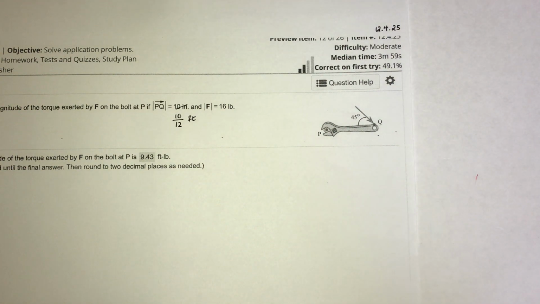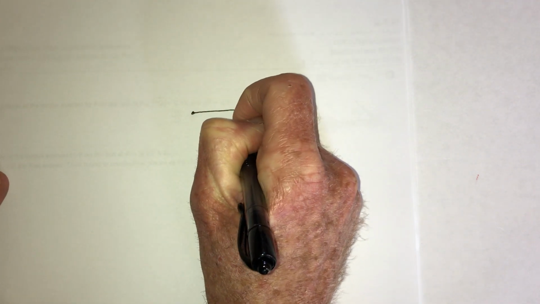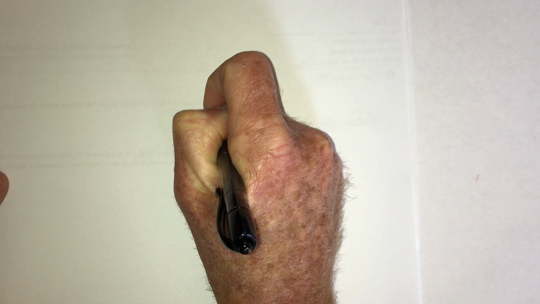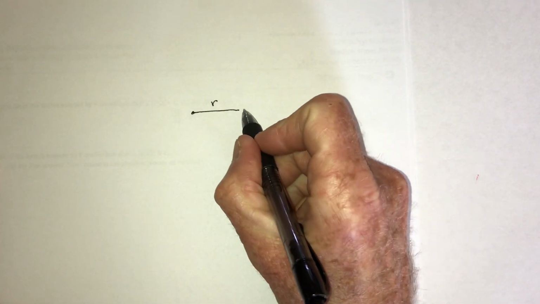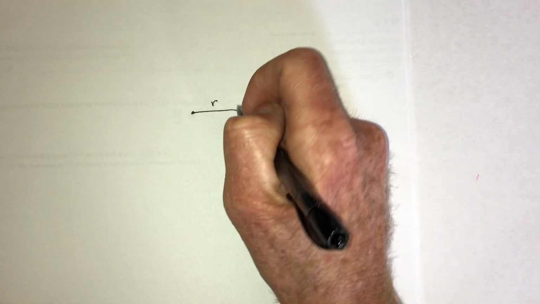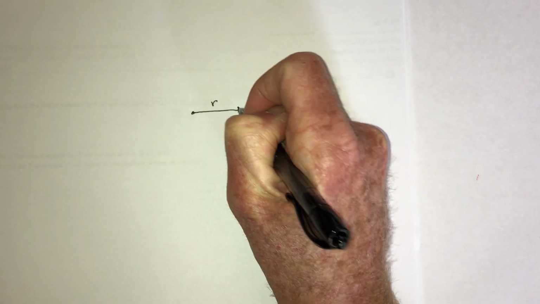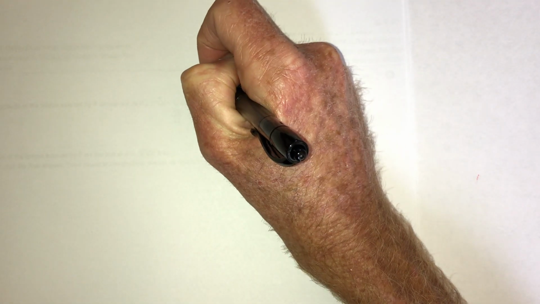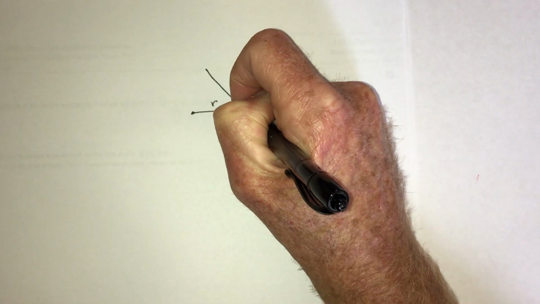Now, let me explain what's going on. So here's the bolt or the nut. Then this is the wrench. And usually this is called R because it's the radius of a circle, because if you could spin it all the way around, you'd be making a circle. And you could even view that as a vector. And then you're applying force like this.